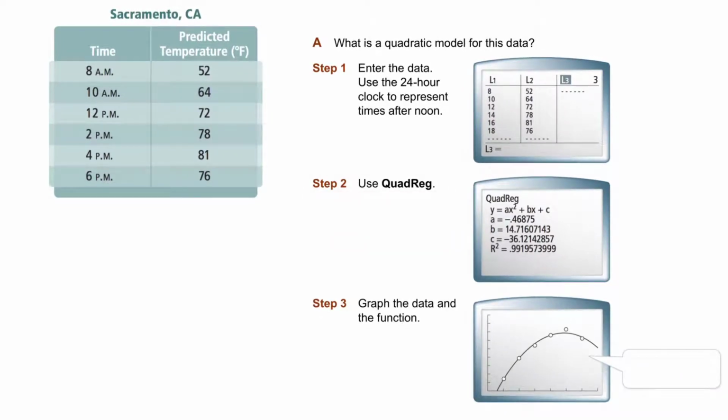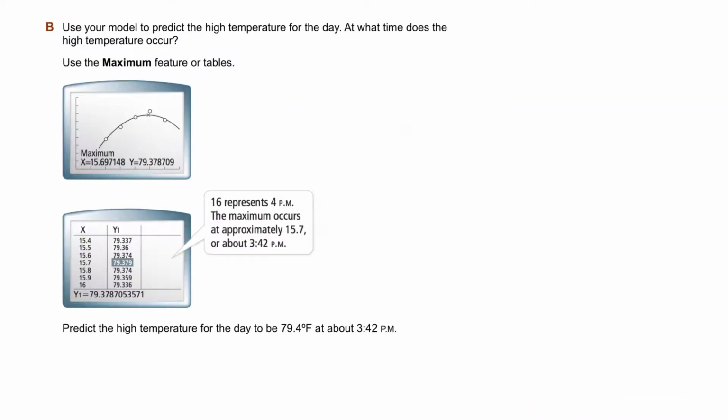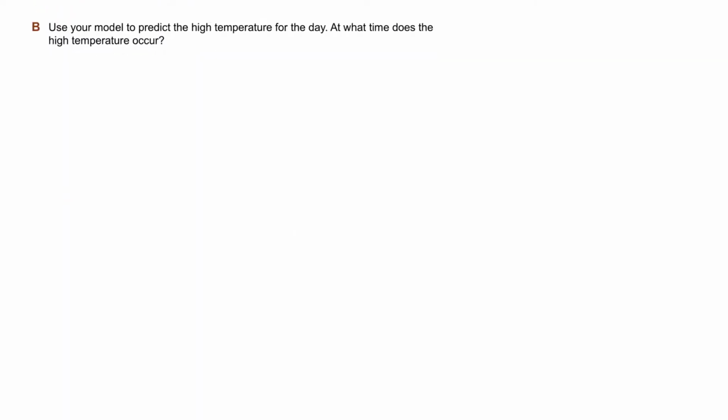Step 3. Graph the data and the function. The parabola seems to be a pretty good fit for the points, so we can state a quadratic model is reasonable. Part B. Use your model to predict the high temperature for the day. At what time does the high temperature occur?